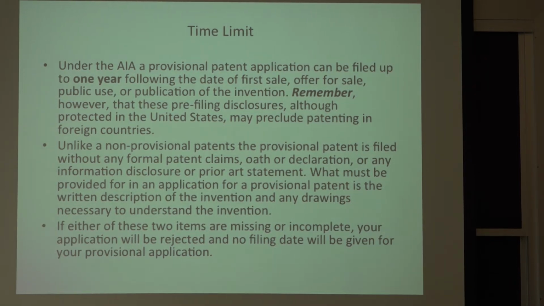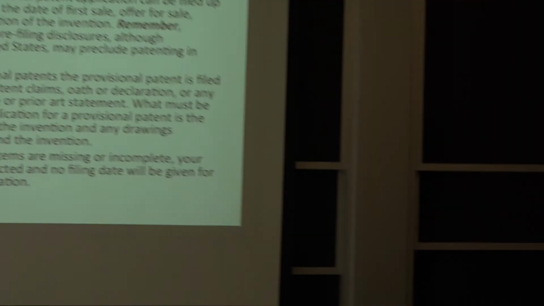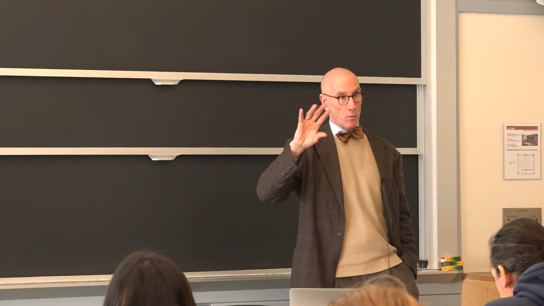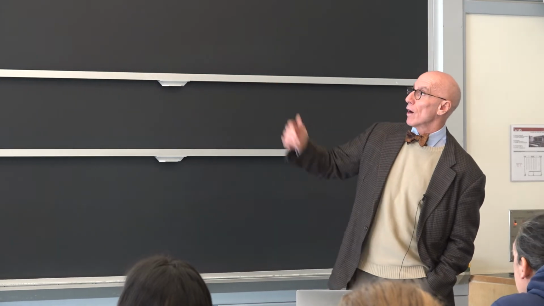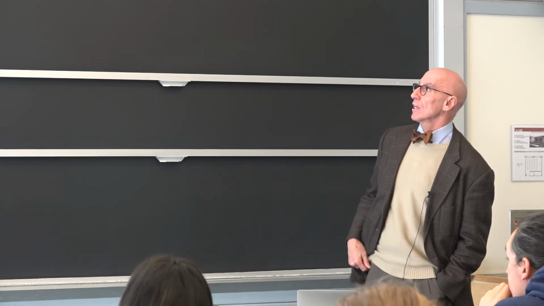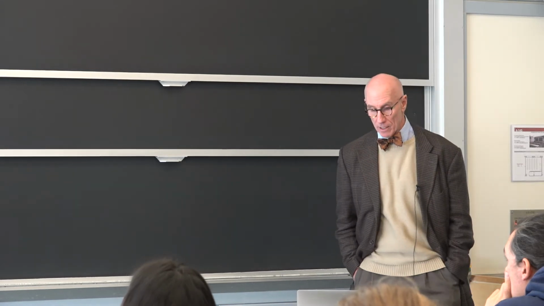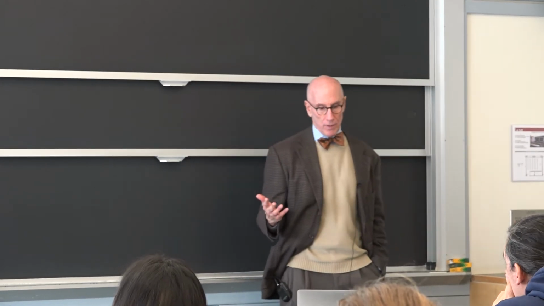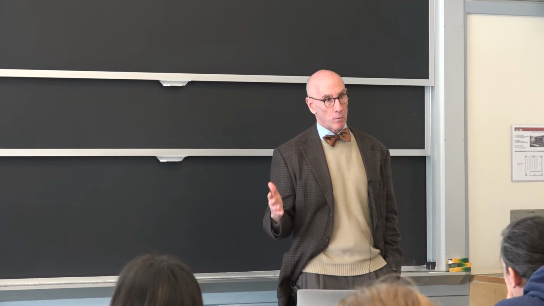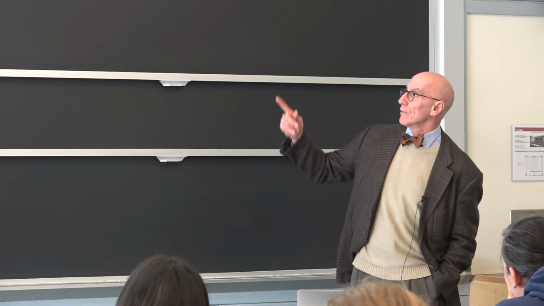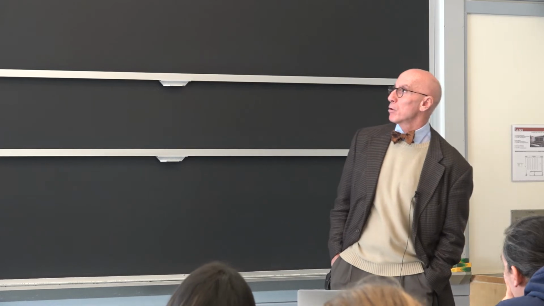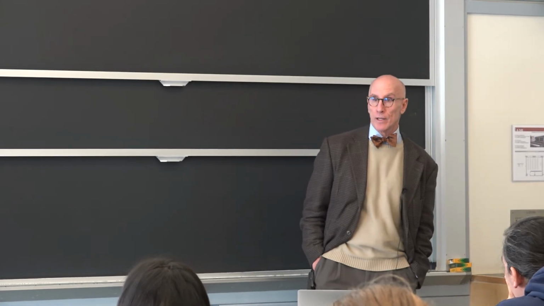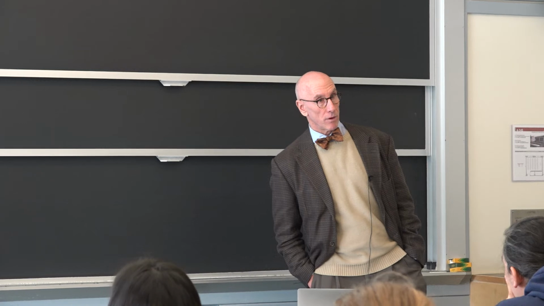And there are other advantages to filing a provisional application. Remember, under the AIA, the America Invents Act, which was passed in when? 2011, became effective March 16th, 2013. Remember the one that made us all a first-to-file country? So under the AIA, a provisional patent application can be filed up to 1 year following the date of the first sale, public use, publication, or other disclosure of the invention. So remember, that's that grace period that we were talking about. But remember, however, that these pre-filing disclosures, although protected in the United States, may preclude patenting in another country. What kind of country? An absolute novelty country.